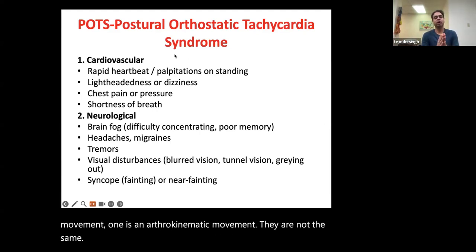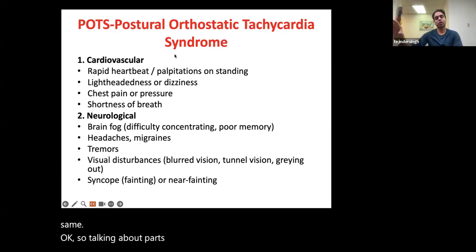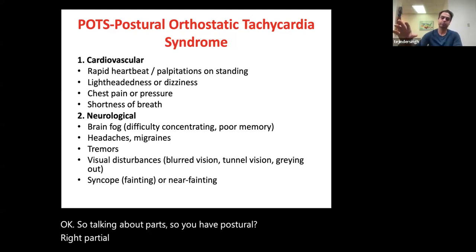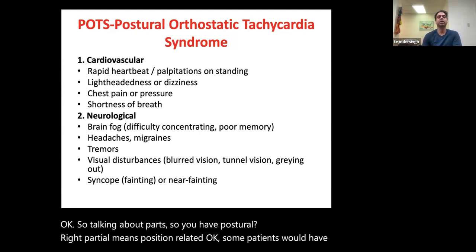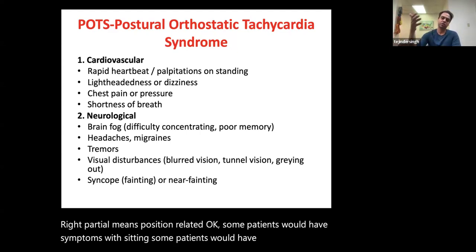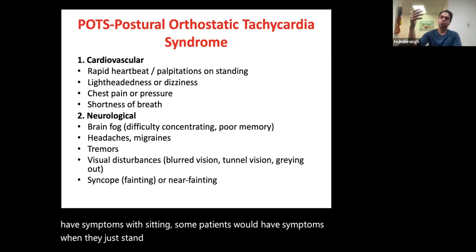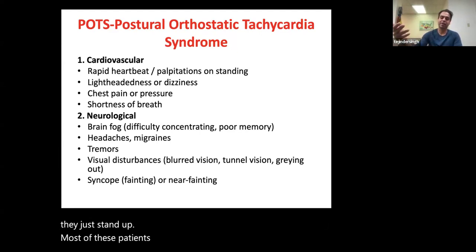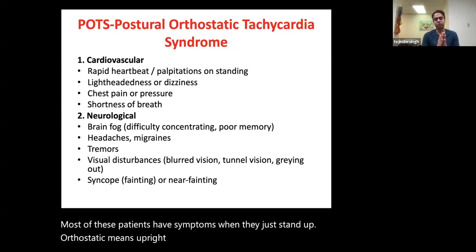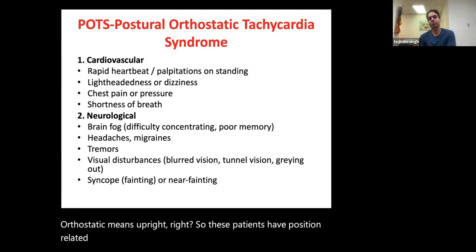Okay. So talking about the parts, you have postural, right? Postural means position related. Some patients would have symptoms with sitting. Some patients would have symptoms when they just stand up. Most of these patients have symptoms when they just stand up. Orthostatic means upright, right? So these patients have position related symptoms when they're standing upright.